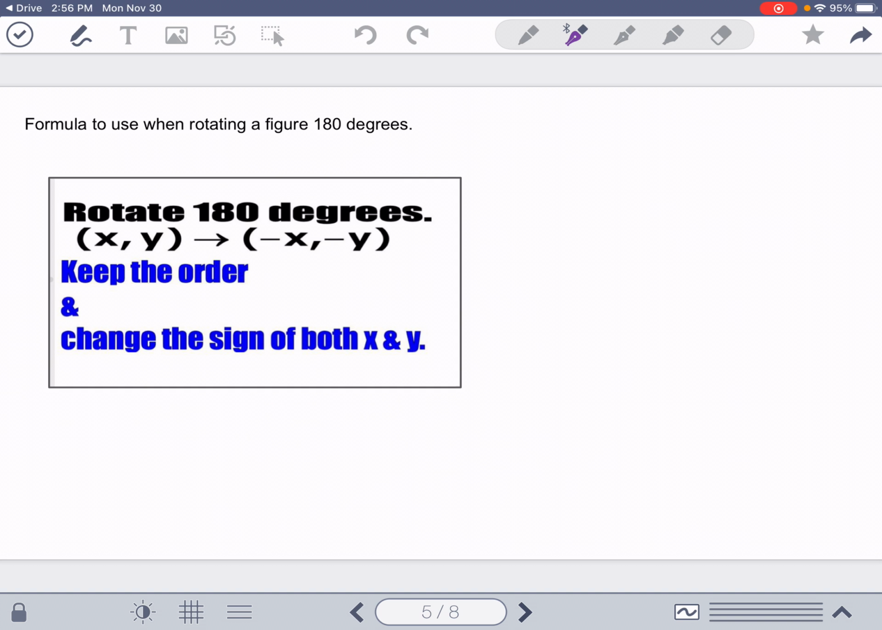Now, when you're rotating something 180 degrees, it doesn't matter if it says clockwise or counterclockwise. Either way, you're going to end up with the same image. So you keep the order of your coordinates, but you change the sign of both the X and the Y. So let's do a couple of examples.